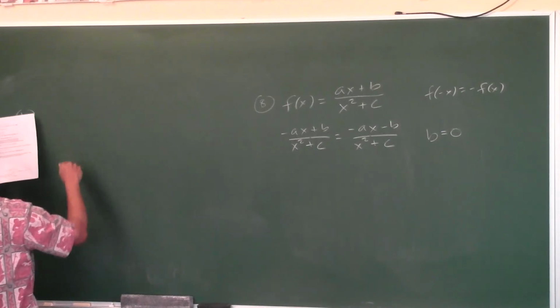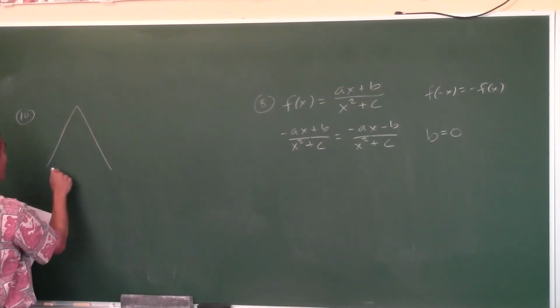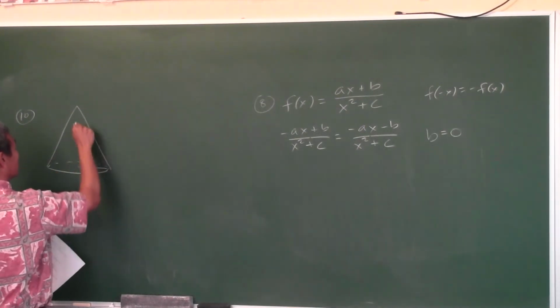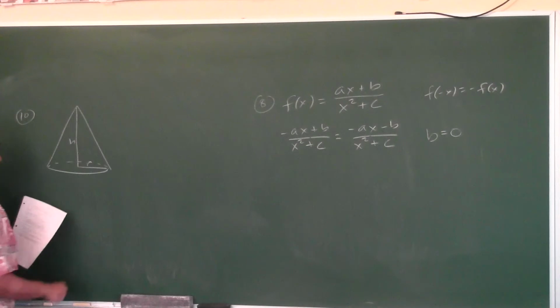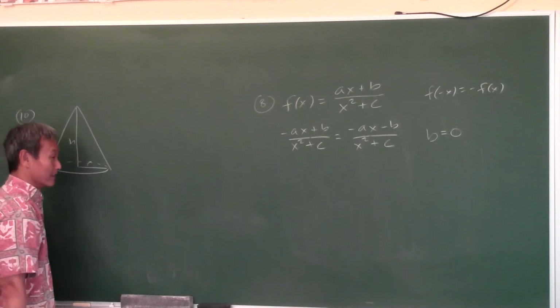Okay, 10. A can is in the shape of a right circular cone, bottom included. Here's the radius, and here's the height. It is to be made from 1 square meter of material. Find the radius of the can that will maximize the volume. Now, what are we trying to maximize or minimize in this problem? I just read it. The volume.